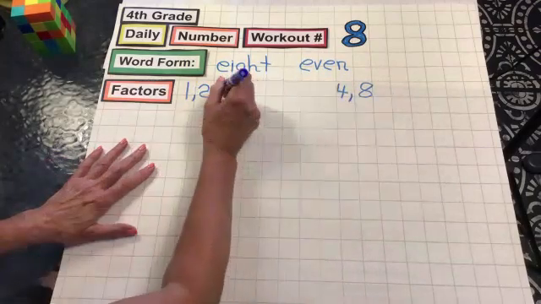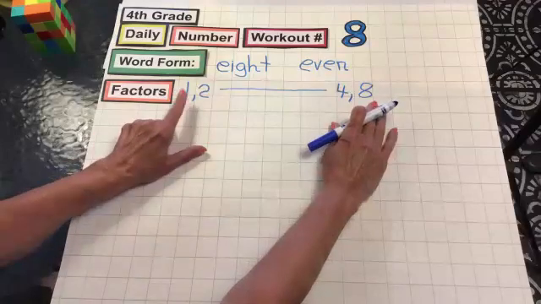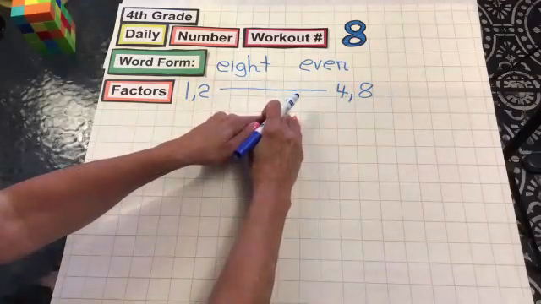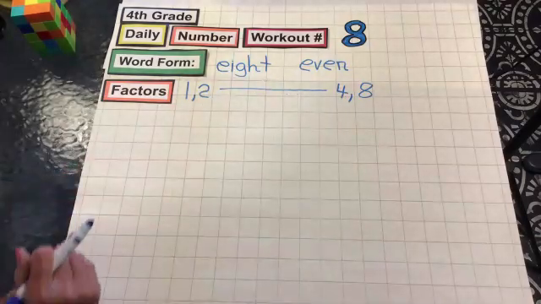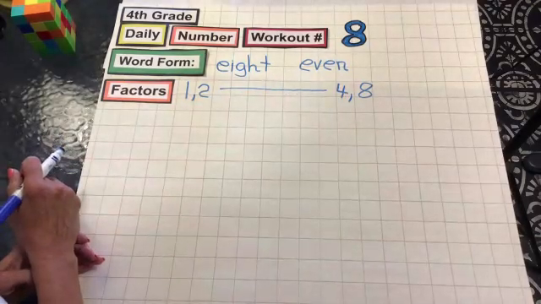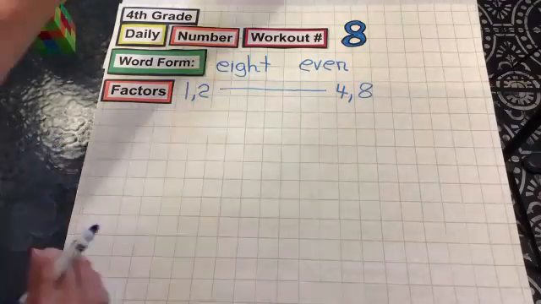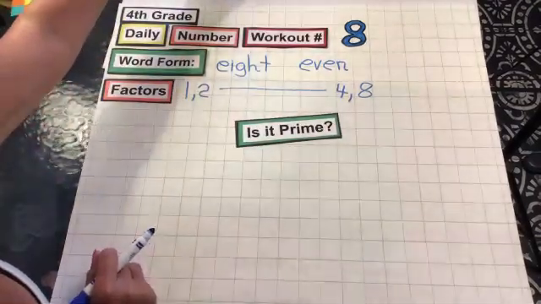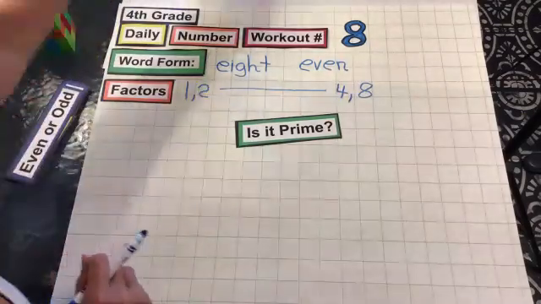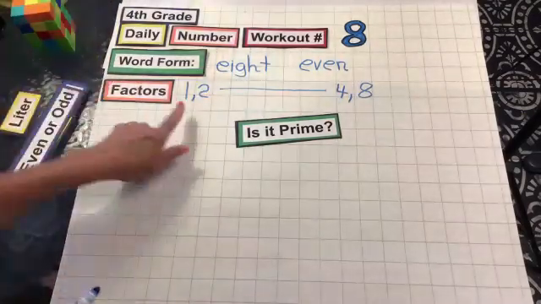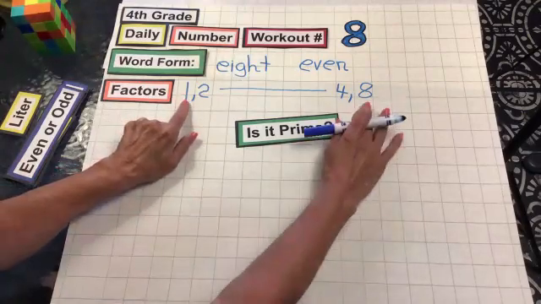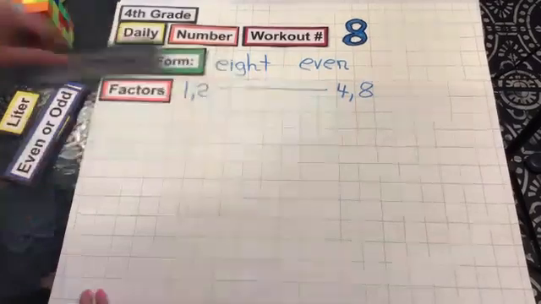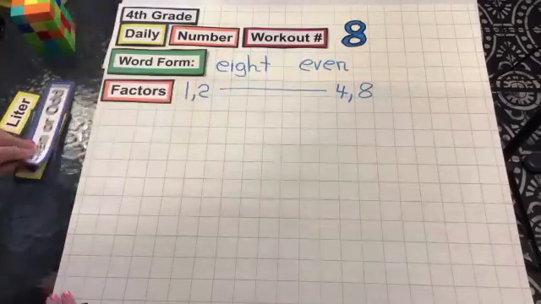So that's our strategy. We begin with 1 times the number and we work our way until we can't find any numbers in between that work. All right, so let's move on. Then we ask ourselves, is this number prime? And it is not, because prime is any number that only has 1 and itself as a factor, and this has more than 1 and itself as a factor. All right, let's move on.